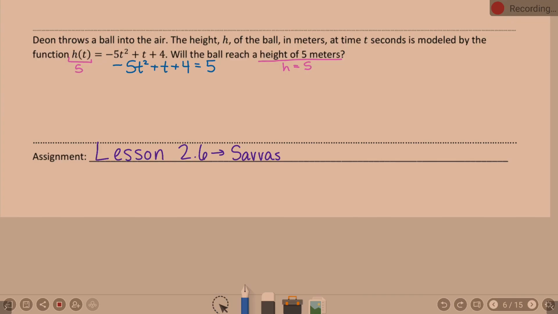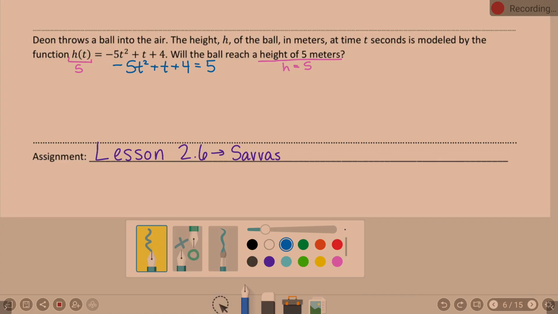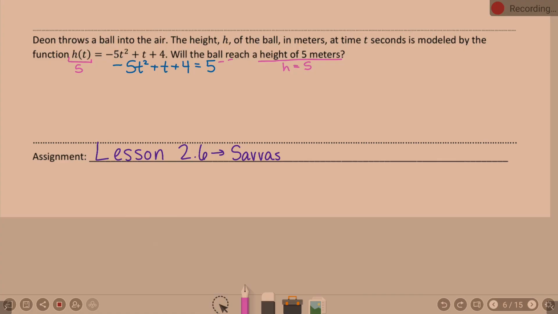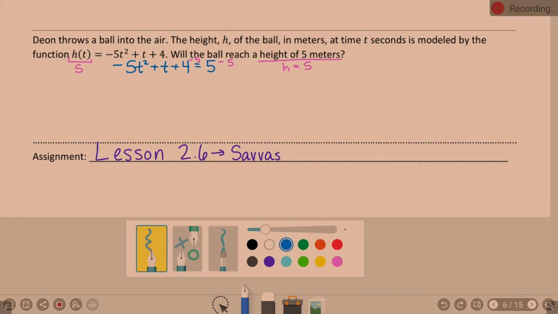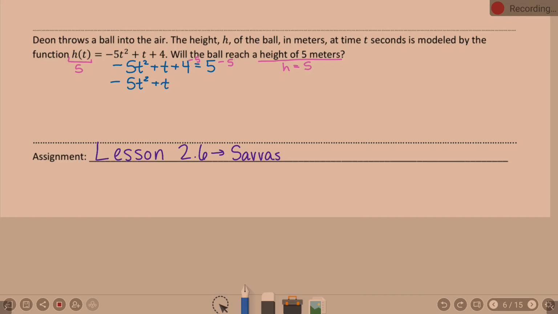Now, no matter what I do next, I have to make my equation equal to 0. Because whether I'm doing the quadratic formula or the discriminant, I haven't even discussed that part with you, in order to talk ABCs, does my equation have to equal 0? It does. This one's a little different, isn't it? We haven't done anything like this, but that's okay. So in order to make this equal to 0, I'm going to subtract the 5 over. So now I have negative 5t squared plus t, and 4 minus 5 is minus 1 equals 0.